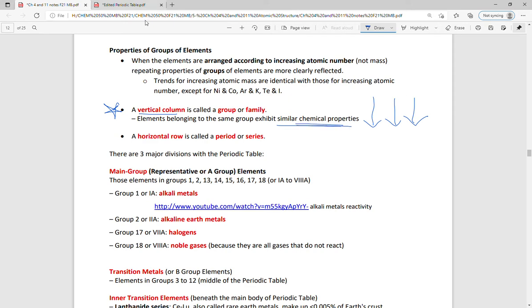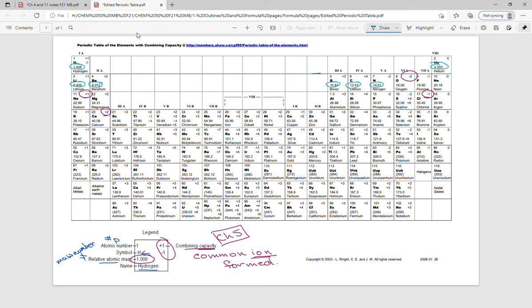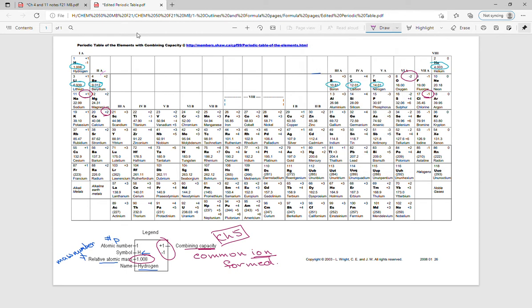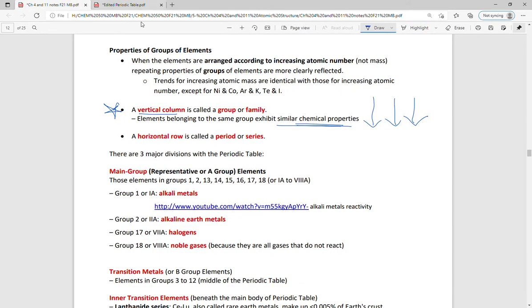Even if you just take a cursory look at it, something that we've already talked about, the common ions formed, I'll pick a different color. All of the ones in this column, remember that vertical arrangement, have a +2 as a common ion formed. If I do another example, everything over here, reading down, has a -1. Now you're going to be able to find exceptions to this rule, but there is a commonality of a lot of those vertical groups or families.